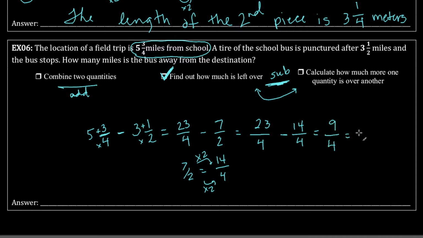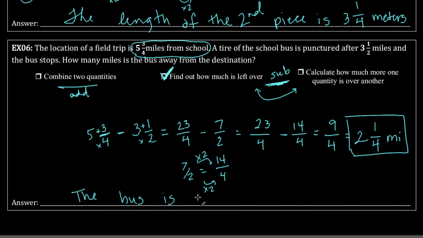How many wholes can you pull out? 2, because that would give you 8. How much is left over? 1/4. So we can't reduce anything here. So this is 2 1/4 miles. I'll just put MI for miles. The location of the field trip, so how many miles? Okay, the bus. Yeah, we're talking about the bus. The bus is still 2 1/4 miles away. That is it. Thank you.